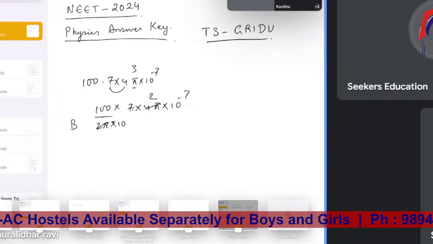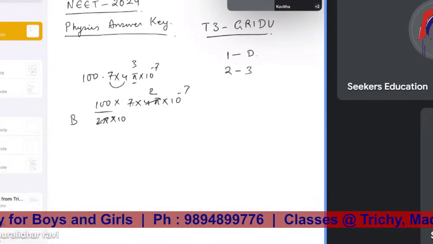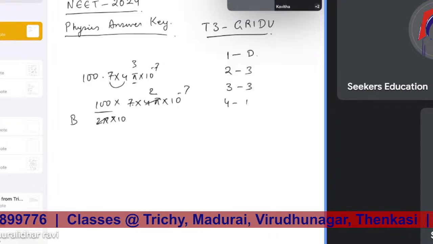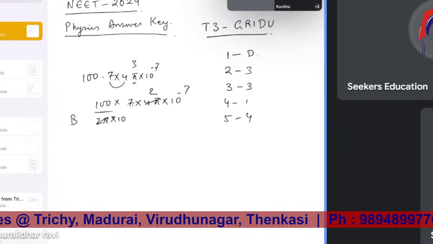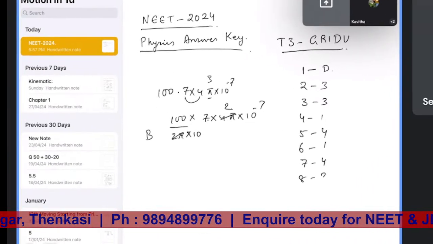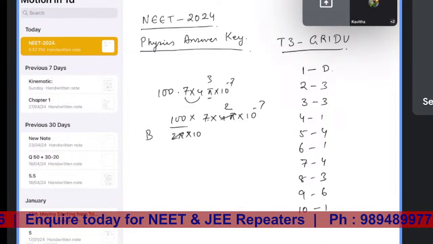So as of now, option for question 1: don't know, there seems to be something wrong. Question number 2, the answer is 3. Question number 3, also the answer is 3. Question number 4, answer is 1. Question number 5, it is 4. 6, it is 1. 7, it is 4. 8, it is 3. 9, it is 6. And question number 10, it is 1.